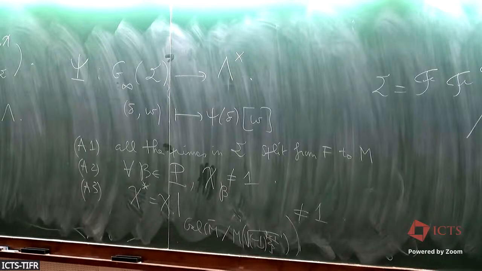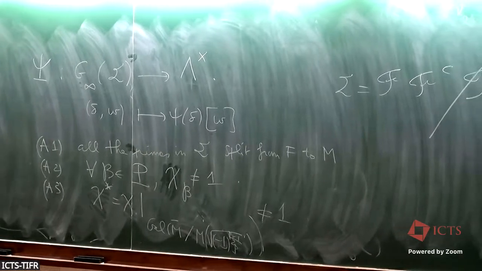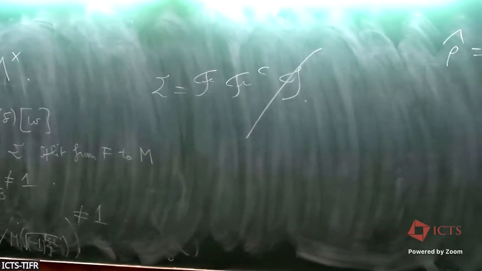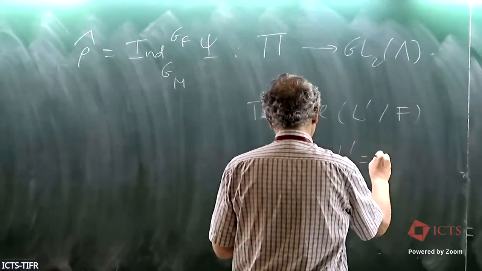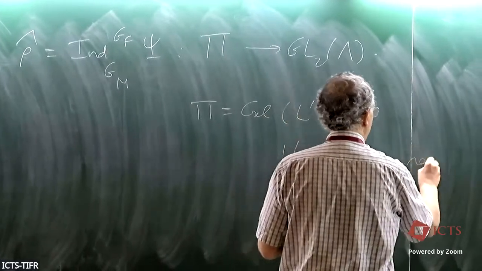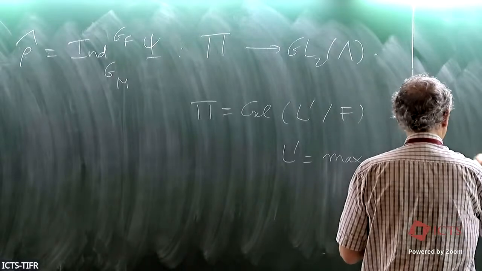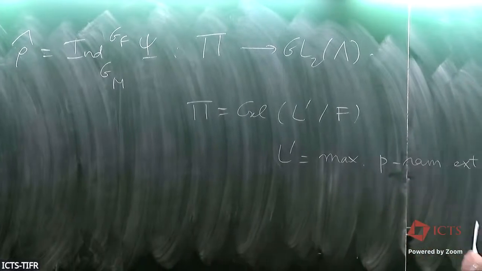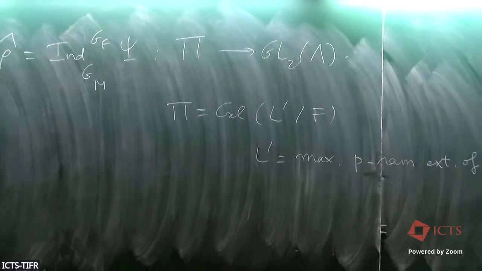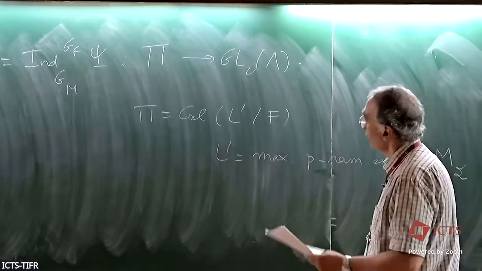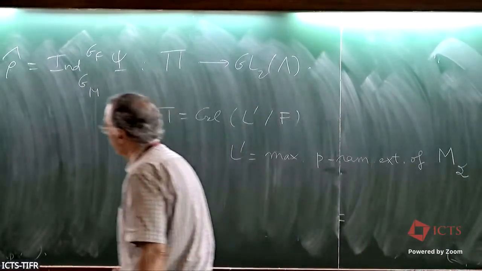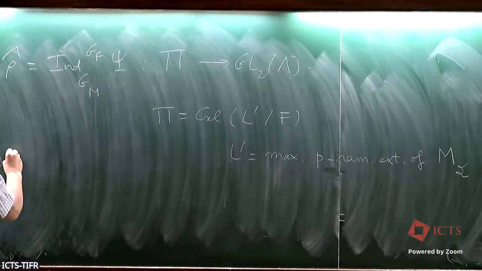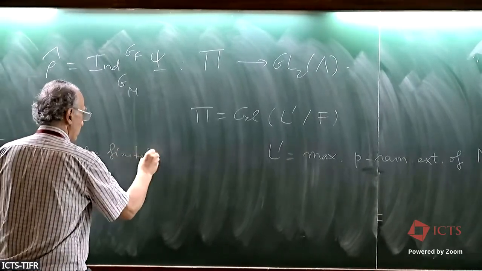So we consider the induction from GM to GF of psi, which is a representation of a Galois group pi to GL2 of lambda. And pi is the Galois group of L prime over F, and L prime is the maximal P-ramified extension of the ray class field MC. This is the ray class field of M of conductor C. Unfortunately, as usual, we don't know that pi is topologically finitely generated. But maybe it is.